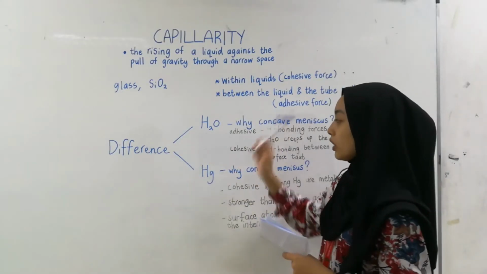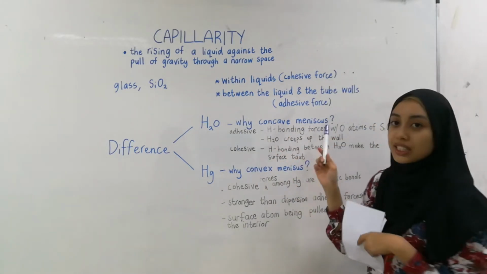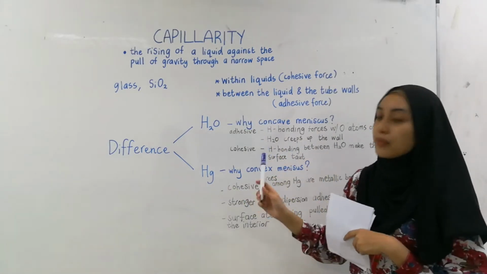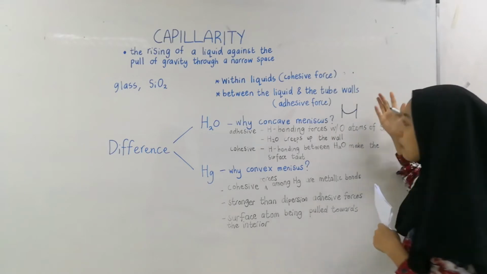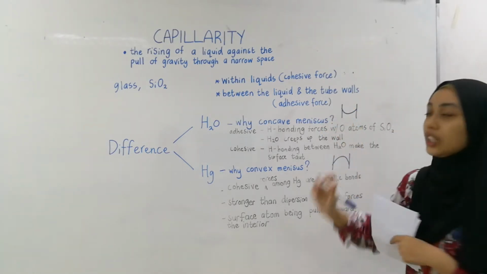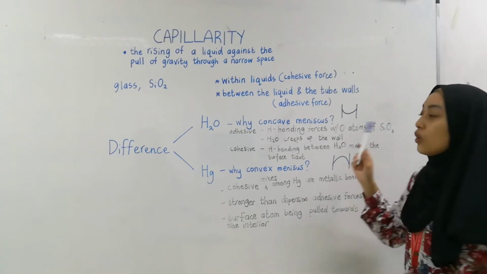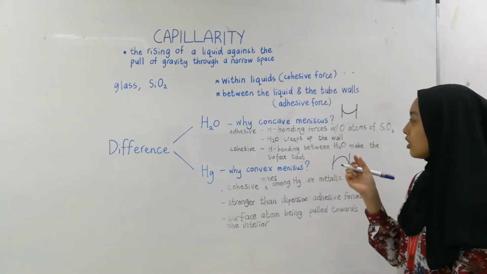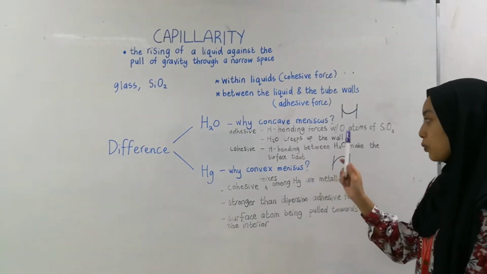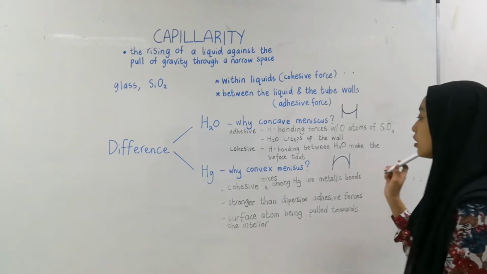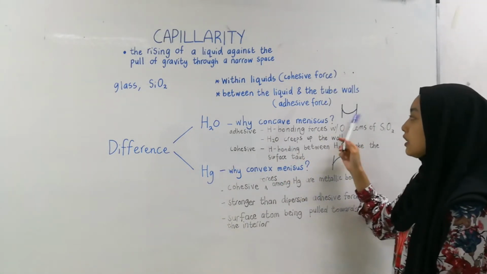So there are differences between water and mercury in a glass tube. Why does water have a concave meniscus in a tube? And why does mercury have a convex meniscus in a tube? So this one is like this. Why does this happen to water and why does this happen to mercury? This is because the adhesive H bonding forces with O atoms of silicon dioxide cause the thin film of water to creep up the wall. At the same time, there is cohesive H bonding force between water molecules that makes the surface taut. So the combination of the adhesive and cohesive forces causes the meniscus to become concave.